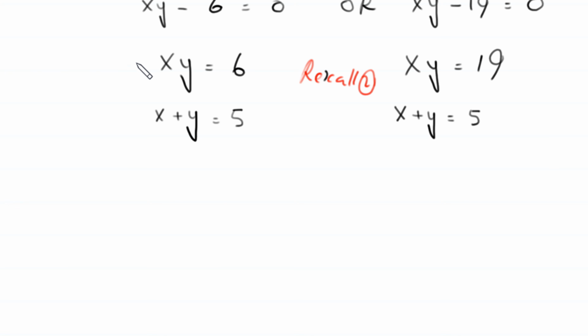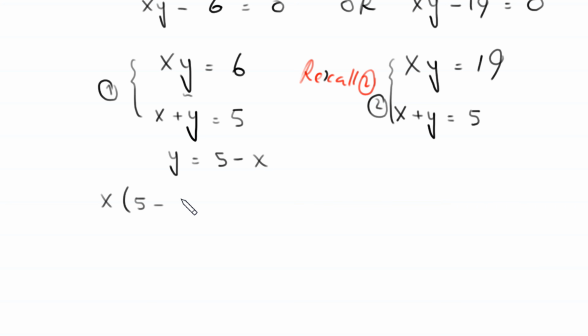So we have two systems. This is first and this is second. First we solve this one. Move this x to the right hand side, then y will be equal to 5 minus x. Replace this y with 5 minus x. This will become x times 5 minus x equal to 6.